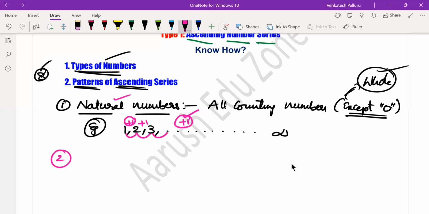The second category of numbers, you can consider, is even numbers. Okay, so what are even numbers? Even numbers are the numbers that are divisible by 2. I think you know all these small concepts, you will be learning them at school stage, so I won't be emphasizing them.